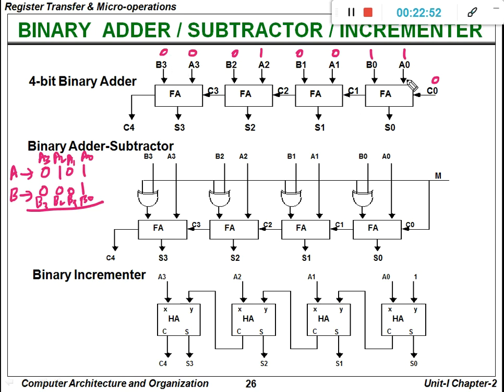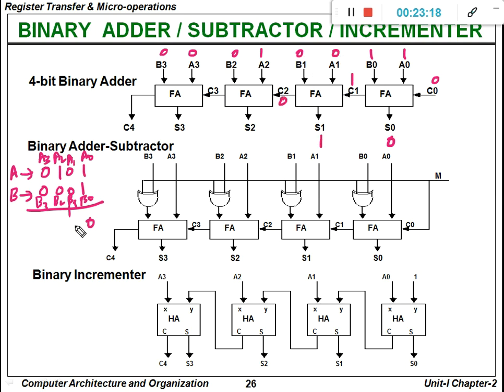So now perform the addition. Add 0 plus 1 plus 1. So the result is 10. 1 plus 1 is 10. So this carry will be 1 and the sum will be 0. Next, 1 plus 0 plus 0 is 01. So this carry will be 0.